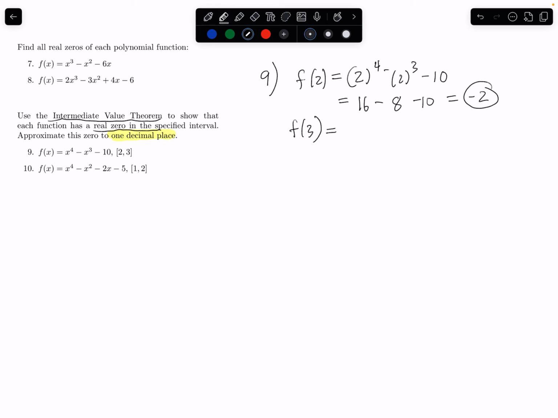So f of 3 would be 3 to the 4th. That's 81. Minus 3 to the 3rd is 27, minus 10. So I've got 81 minus 27 minus 10. You know what? I'm not even going to bother finishing this calculation. I'm just going to say that's something that's bigger than 0. No, you know what? I'm being too lazy. I'm going to confuse someone by my not writing out the calculation.